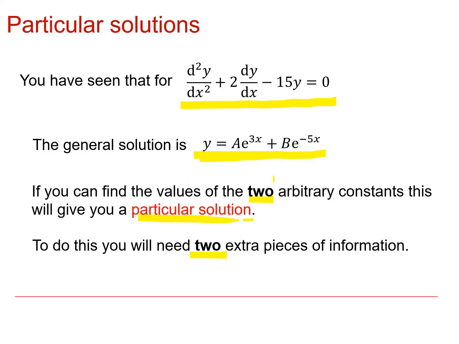You could think of this a bit like simultaneous equations. If we've got two simultaneous equations with two unknowns, we've got enough information to solve them. If we have three unknowns, we need three equations, and so on.